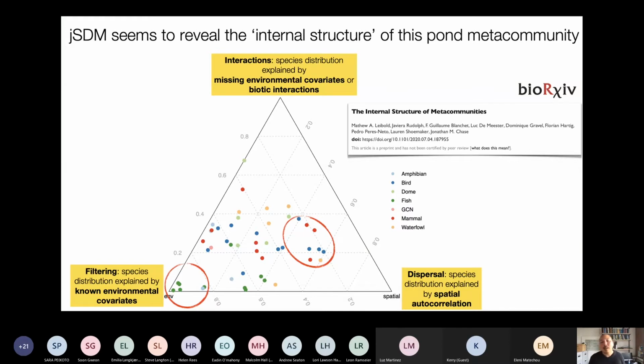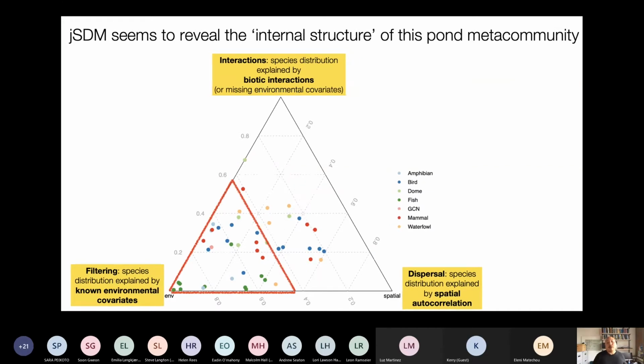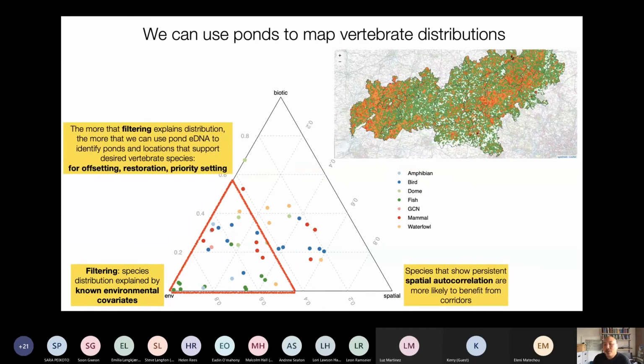They're not pond dwellers. And then there are a few species where it's not autocorrelation, it's not environmental covariates, it's something else that we haven't measured or some interaction between the two. But in general, we're finding that most of the species are down towards the left, towards the filtering. So that's suggesting that we're doing a fairly okay job of explaining the niche outlines of these species. And the better we're able to explain the niche requirements of the species, the better we're able to do things like that mapping, but for multiple species at once.